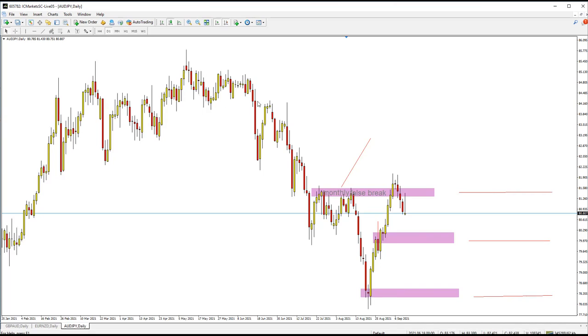This is sideways, right? Where is the most clear evidence that the sellers have taken over? The clear evidence is this one. Can you see? This is the obvious evidence that the sellers have taken over. Breaking this structure here.